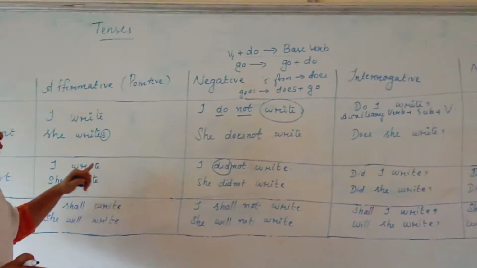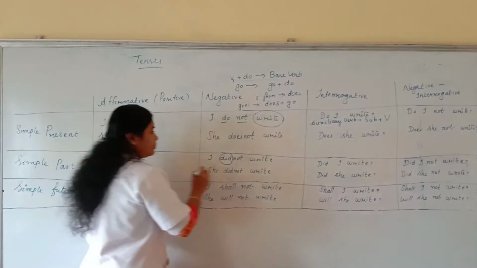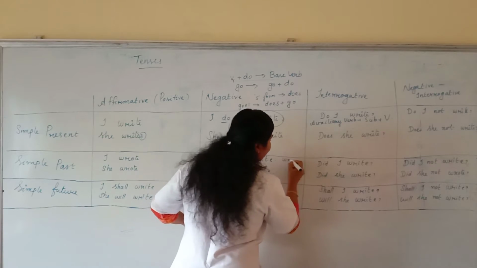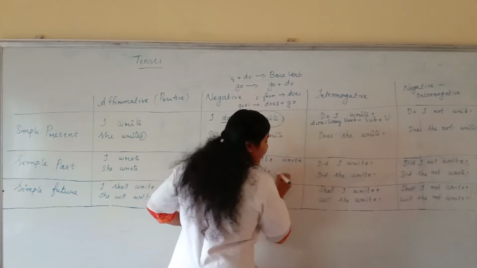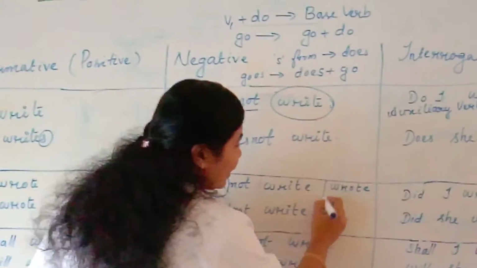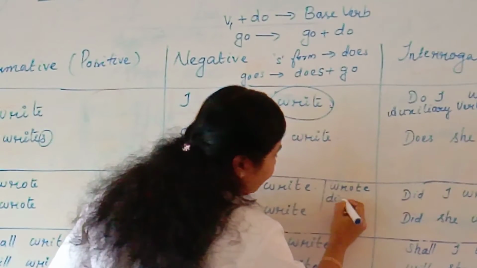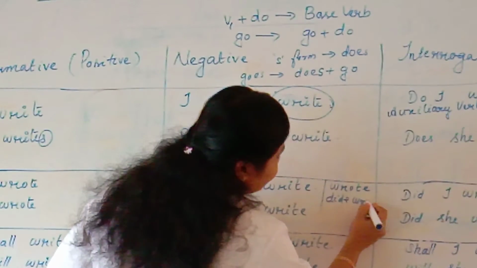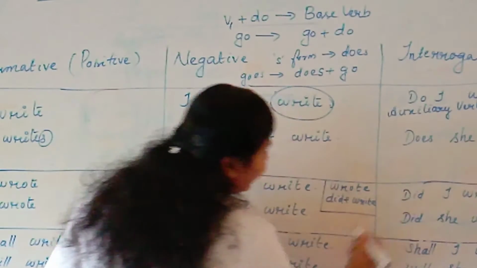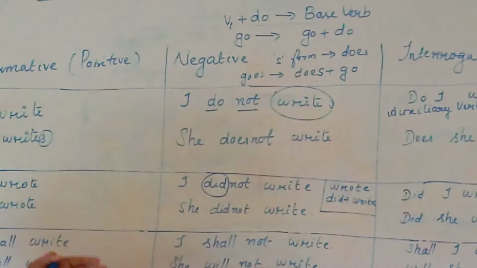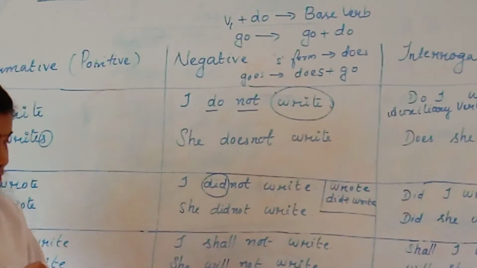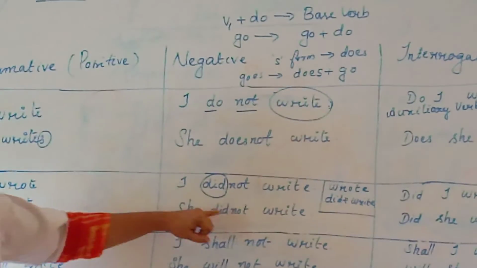So I wrote. Split the verb wrote. How can we split the verb? When we are splitting wrote, we will get did plus write. What will we get? Did plus write is wrote. Understand? And she did not write.